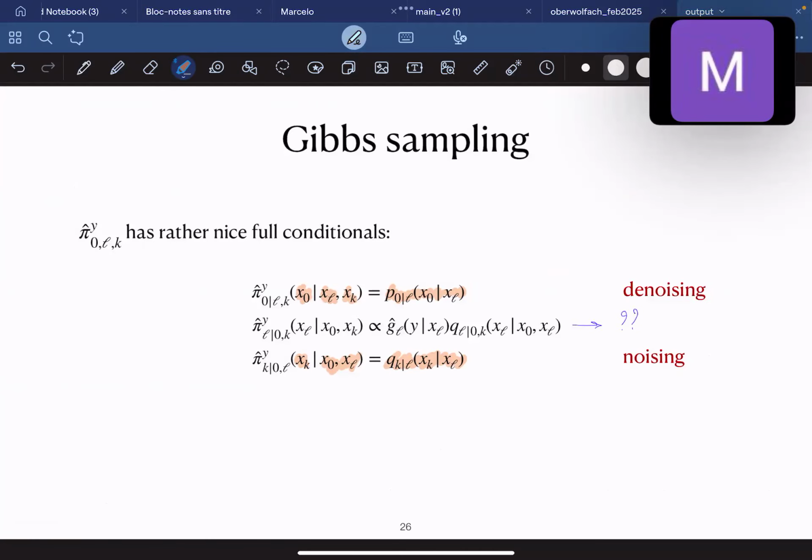Where is the typo? So here it's K given L, 0 given L. I think it's fine. What do you think, where is the typo? Dora, I'm allowing you to talk. For the second line, why is it Q of L given X0 and XL instead of XK? So it's XK, yeah, of course. You're right. Thank you very much. I need to make the modification.